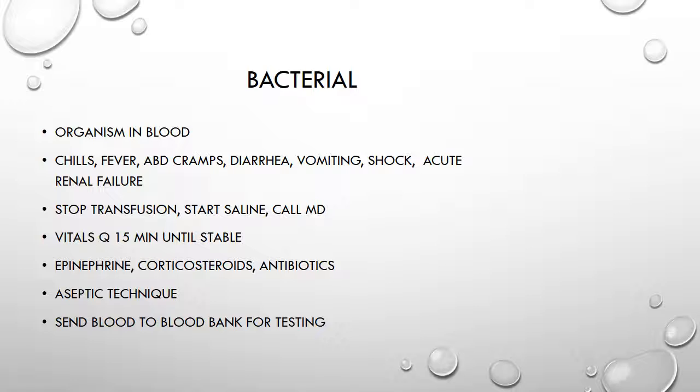With a bacterial reaction, there's an organism in the blood. Basically what you're going to see is much like a bacterial invasion in the blood for other things. You possibly are going to see your patient who has chills, fever, abdominal cramping. They might have some GI issues like vomiting, diarrhea. Sometimes it can be more severe. Patient may go into a shock type situation and acute renal failure.